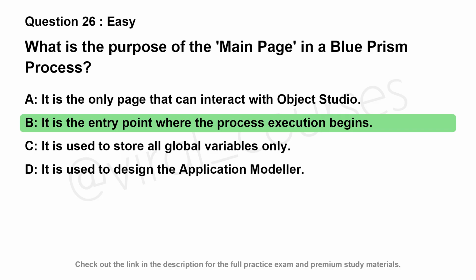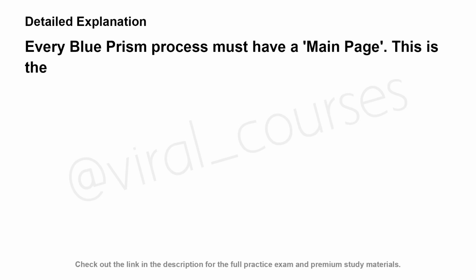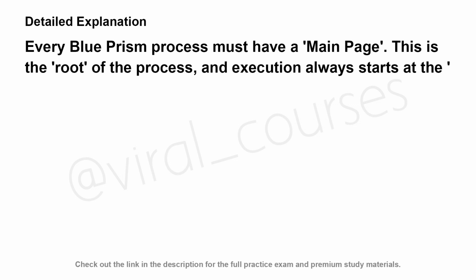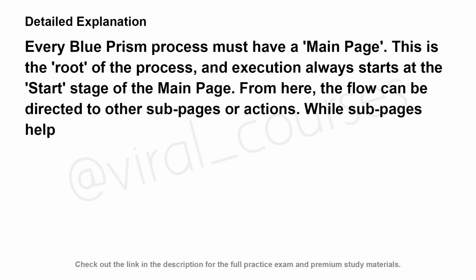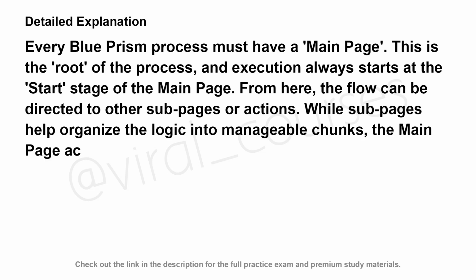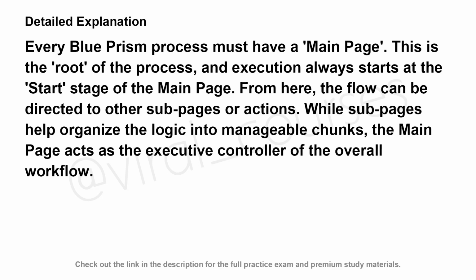The correct answer is B. Every Blue Prism process must have a main page. This is the root of the process, and execution always starts at the start stage of the main page. From here, the flow can be directed to other subpages or actions, while subpages help organize the logic into manageable chunks. The main page acts as the executive controller of the overall workflow.